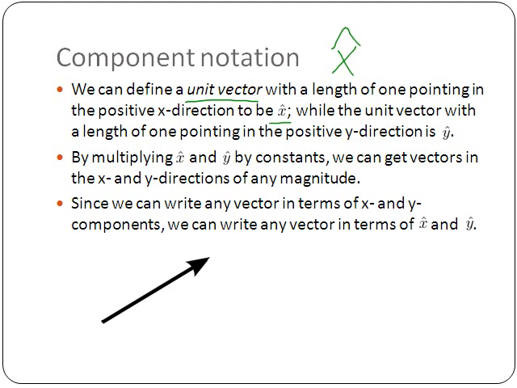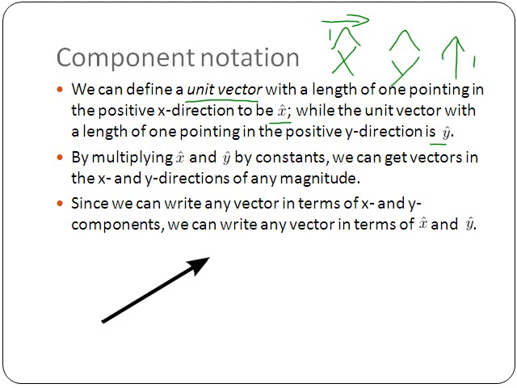That's called x hat. The unit vector with a length of 1 pointing in the positive y direction is y hat. So x hat is basically going to be a vector which points like this. It's 1 long. Y hat is going to be a vector which points like that. It's 1 long. Each of these is just one unit in length, and that's why they call it a unit vector.